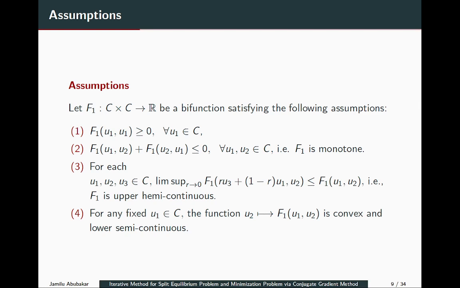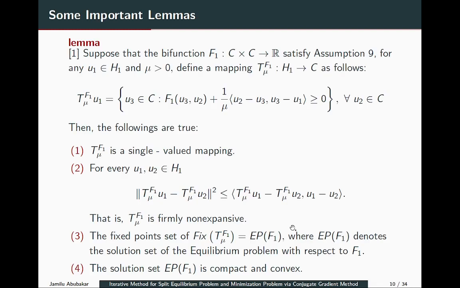So in the second section here, I want to talk about the assumptions that we considered on the underlying bifunctions here. F1 is assumed to satisfy these assumptions here. One, this inequality holds. The second one, that F1 is monotone, and also we assume it to be upper hemicontinuous, and we assume that for any fixed point u1 in C, the function here is convex and lower semicontinuous.